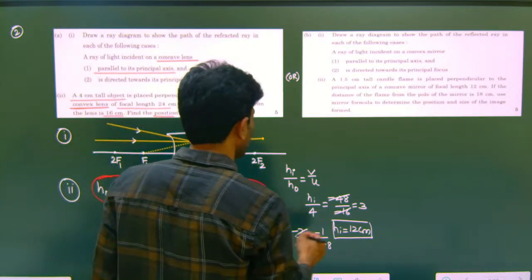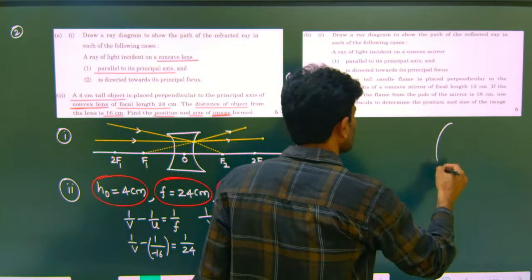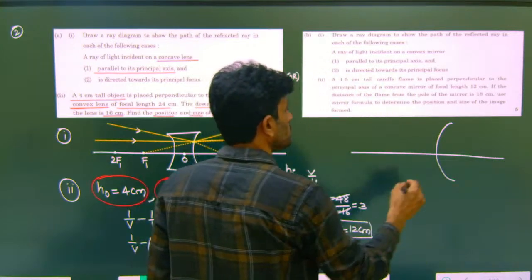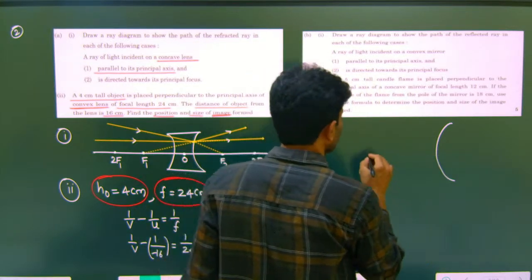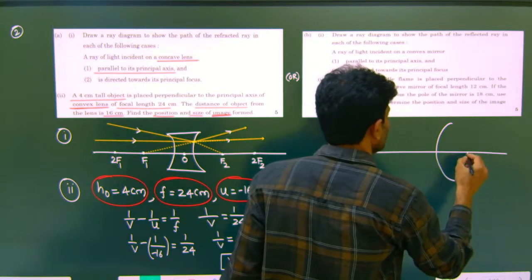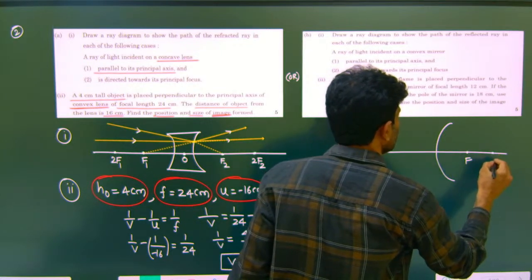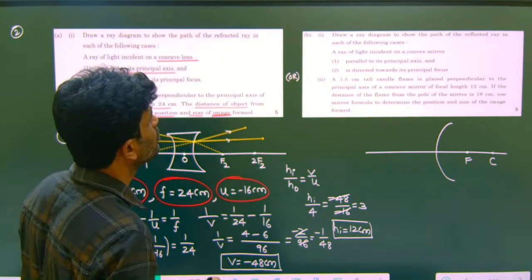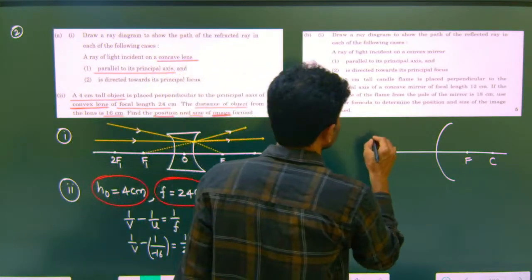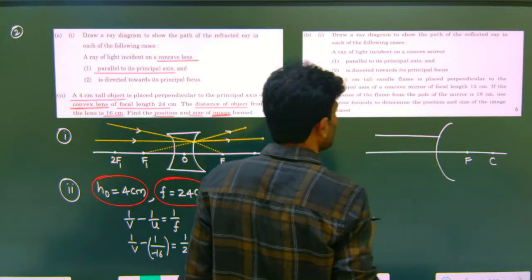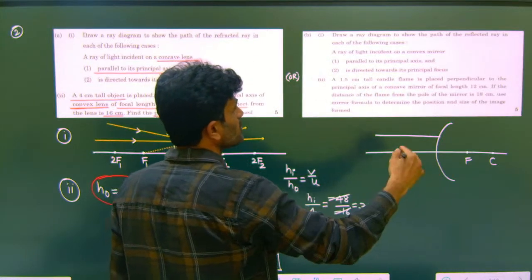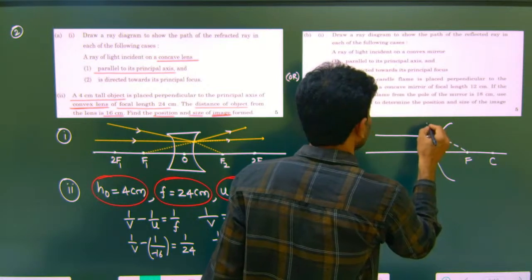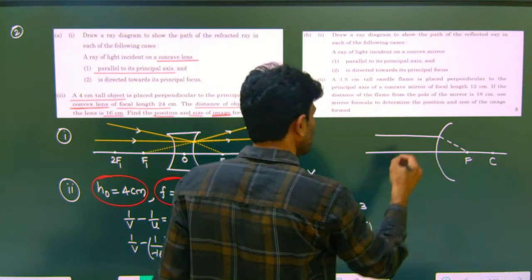So here is how the figure will be, we have to draw a convex mirror like this. Like this will be the focus, this will be the center of curvature. What we have to do? One ray parallel to the principal axis. If the incident ray is parallel to the principal axis, what happens? The reflected ray looks like it is coming out of the focus. Like this it will come. This is the first ray diagram.